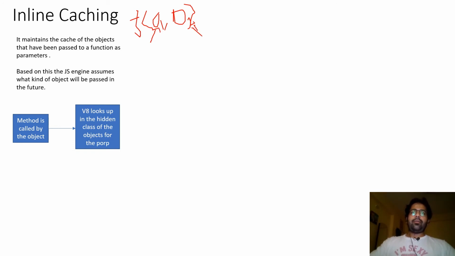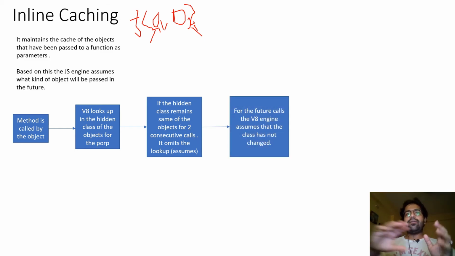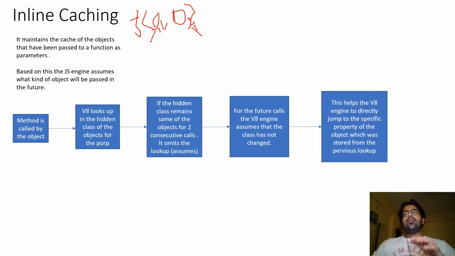Okay, what happens now? If the hidden classes remain the same for both the objects, right? So what happens? It stops the consecutive lookups. It omits the lookup now. Why? For the future calls, the V8 engine assumes that the class of the objects has not changed. What is the benefit? It helps the V8 engine to directly jump to the address of that particular object.